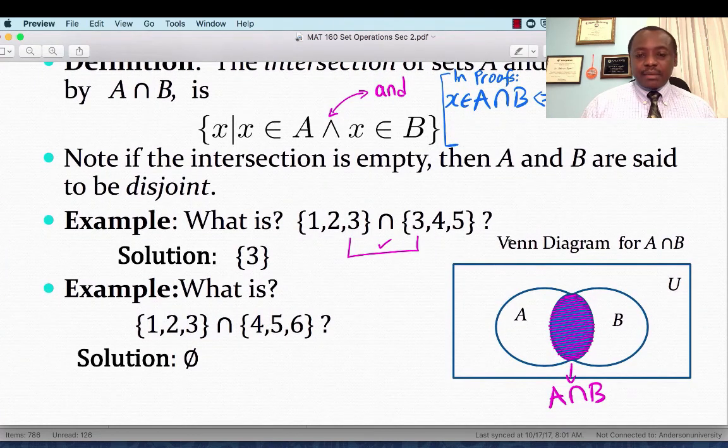Again, a minor example, that's A, that's B. The intersection would be the set of elements that are common to both A and B. And in this case, it would be this shaded region right here. And for this example, it would be the singleton 3. And if I look at these two sets, well, the intersection is empty, the empty set.